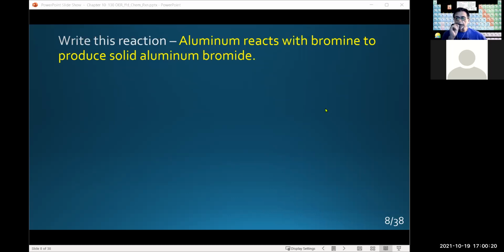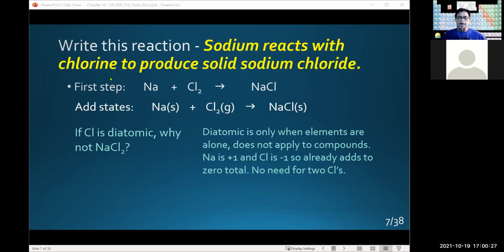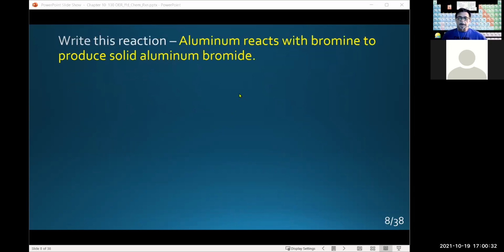Aluminum reacts with bromine to produce... Notice the previous word was, to produce, there was another one, yields or reacts with. Okay, it must be down the road. To produce, so we have aluminum reacts with, so this react to me is a plus, and then we got bromine in here. To produce to me is an arrow, the reaction arrow, solid aluminum bromide.